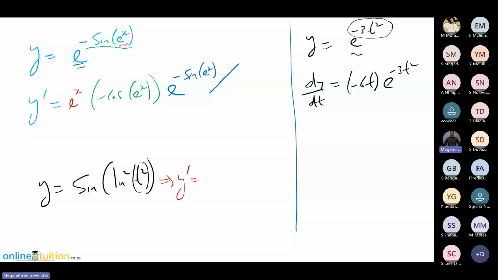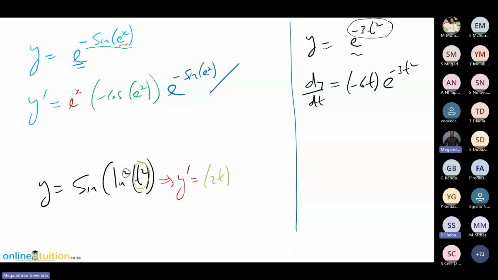Now, what is the derivative of, watch, ln squared of t squared? It's ln squared of something. So what's the derivative of ln of something? It's 1 over that something, so 1 over t squared.